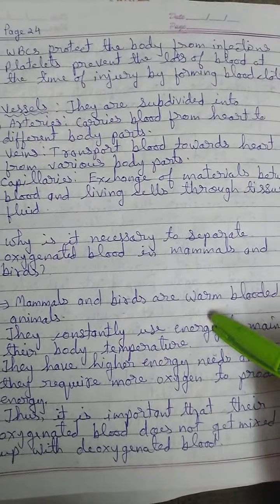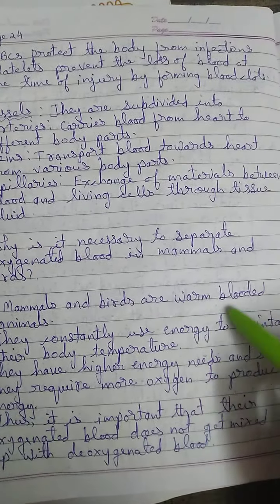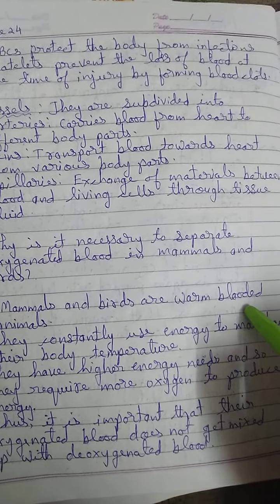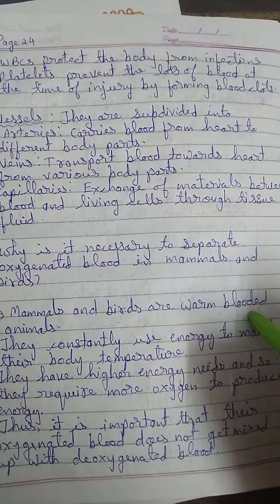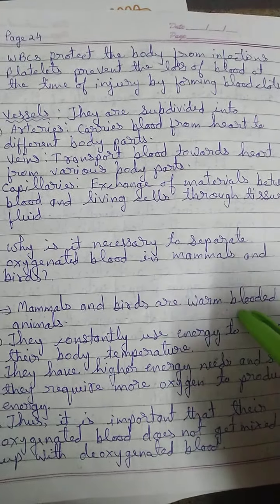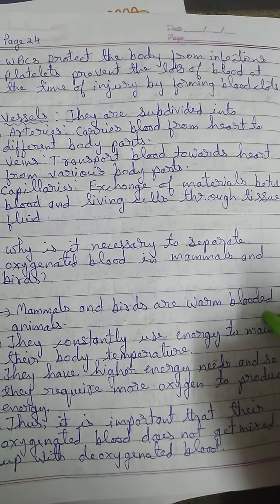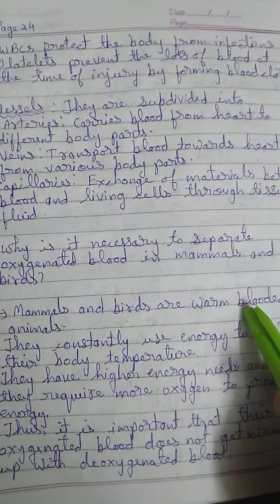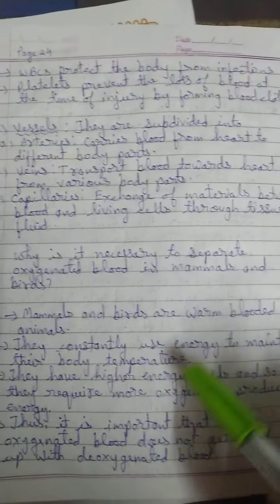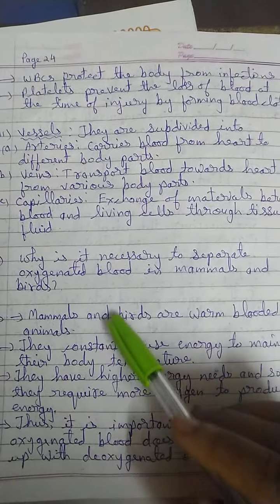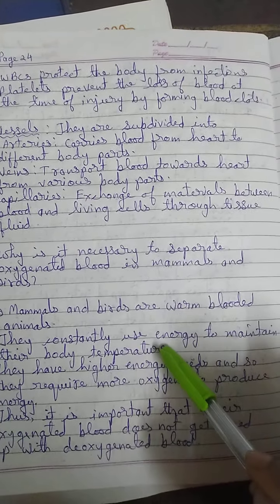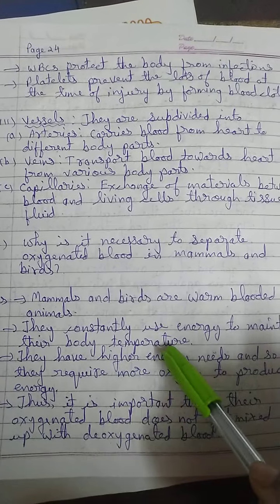Mammals and birds are warm-blooded animals. Warm-blooded means their body temperature is maintained at the same temperature throughout the year. If the normal body temperature is 37 degrees centigrade, then in the winter also it will be 37, and in the summer also it will be 37. It has to maintain the blood temperature. And in cold-blooded animals, the blood temperature changes according to the environment. To maintain this temperature of the blood, they constantly use energy.